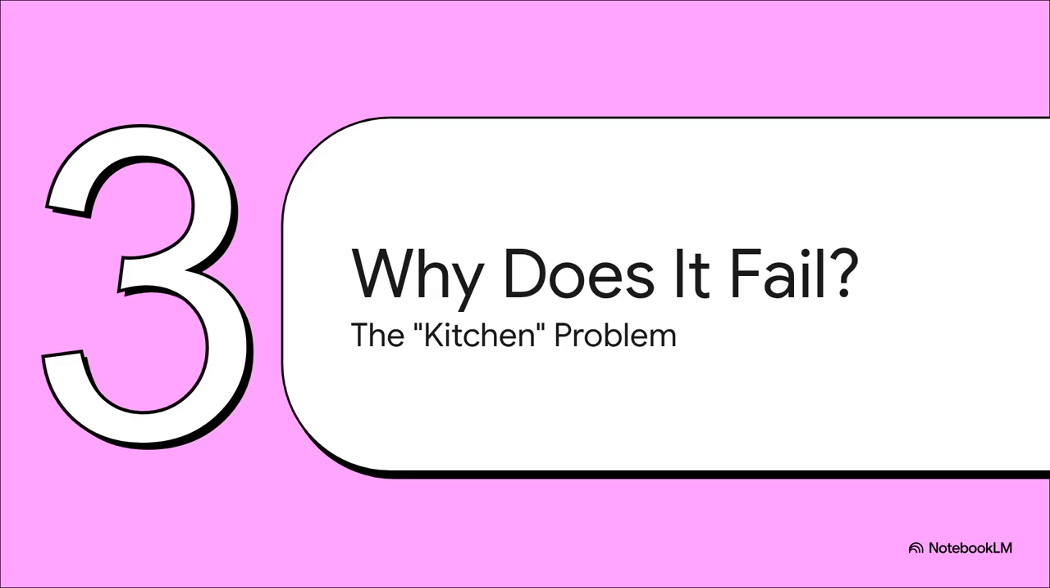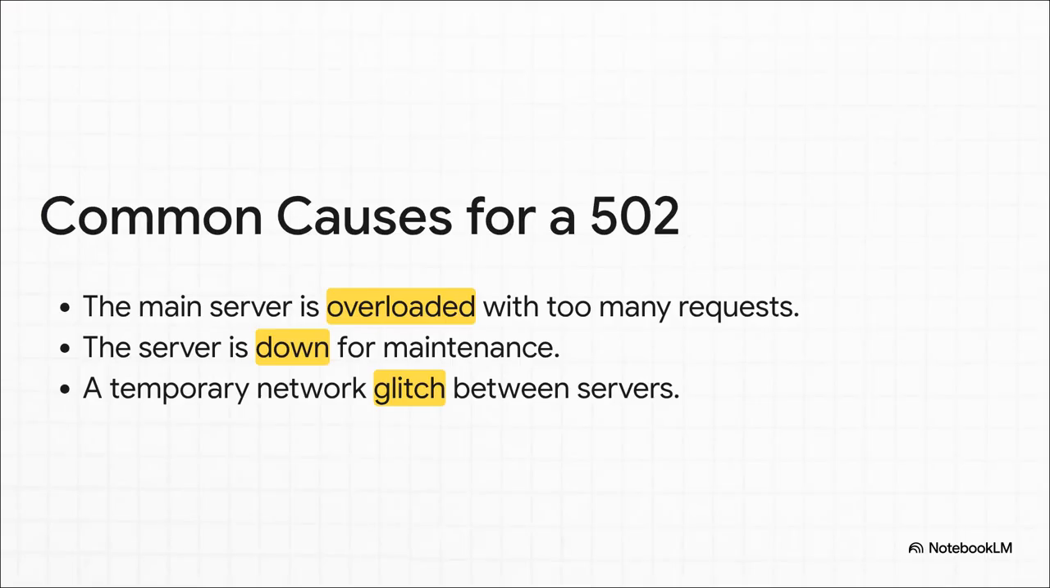Right, so that brings us to the next big question, doesn't it? What on earth could be going wrong in the kitchen? Why would that main server suddenly just fail to do its job? Well, it usually comes down to a few pretty common things. The biggest one by far is that the server is just overloaded. Imagine a tiny kitchen suddenly getting 1,000 orders at the exact same time. It just can't keep up. It's also possible the server is just down for maintenance, like the kitchen's closed for cleaning. Or, honestly, it could just be a tiny temporary network hiccup between the two servers. The waiter's message just got lost on the way to the kitchen.